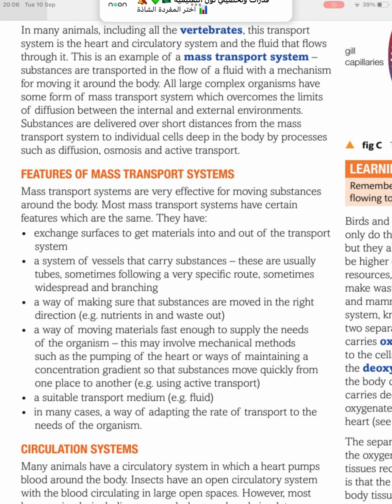Fourth point, which is the way of moving materials fast enough to supply the needs of the organism. This may involve mechanical methods such as pumping of the heart, or ways of maintaining a concentration gradient, so that substances move quickly from one place to another. Fifth, a suitable transport medium. Sixth and last, in many cases, a way of adapting the rate of transport to the needs of the organism.